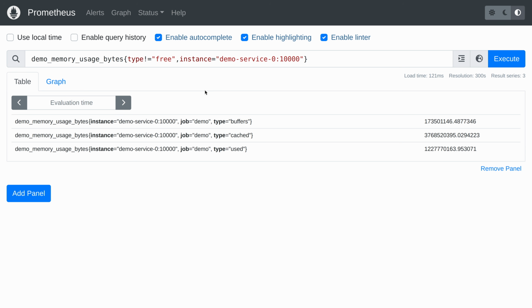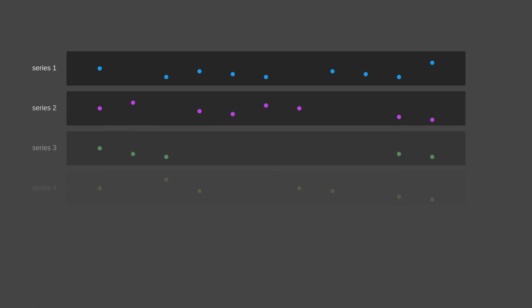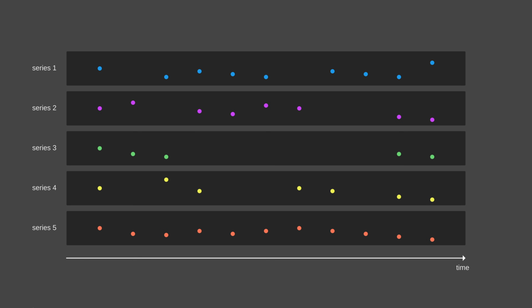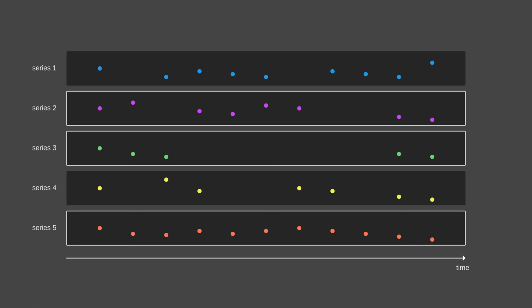Okay, but let's talk about the details of the selection behavior a bit more. Imagine that we have 5 time series in our TSDB, and our instant vector selector matches 3 of them. What does it even mean to select the latest value for each of the matched series?